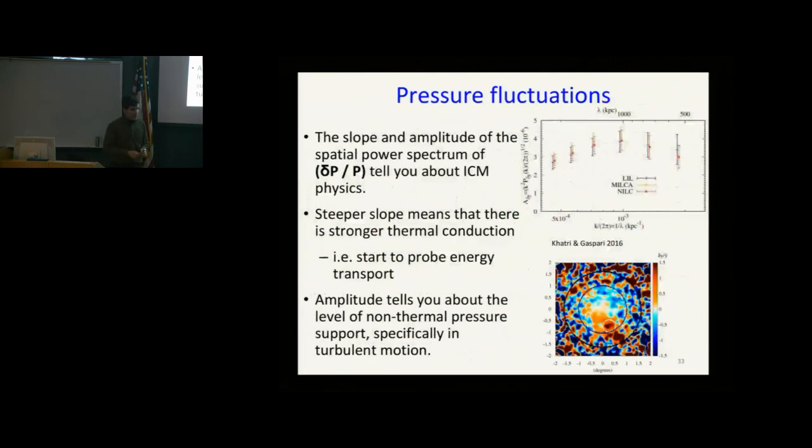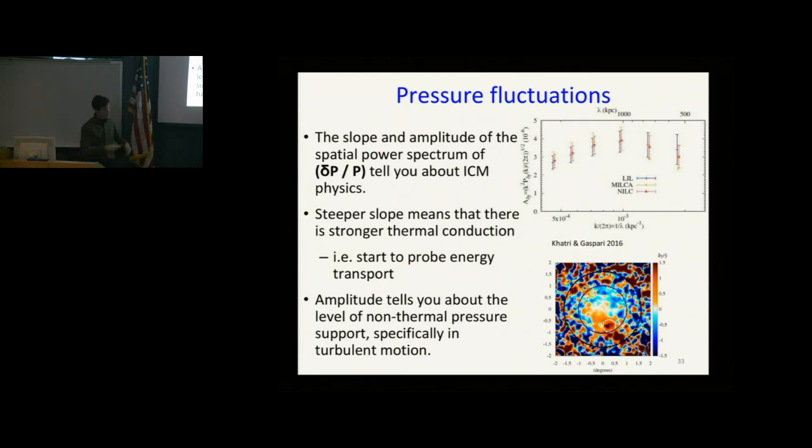Which is to say, it's good to have other ways to measure or estimate the non-thermal pressure support. Can we do that with SZ? Well, yes, at least we think so. There are a couple theory papers, and there's a preliminary observational paper from Khatri and Gaspari that used Planck data and basically went through the motions of what we think we need to do to constrain turbulence. And first, we do that by constraining pressure fluctuations.